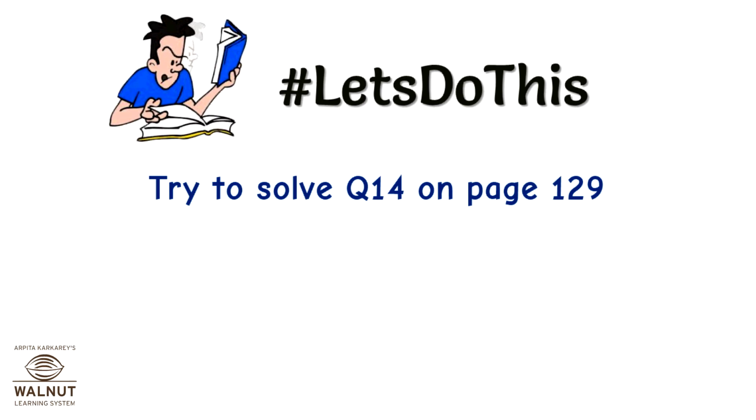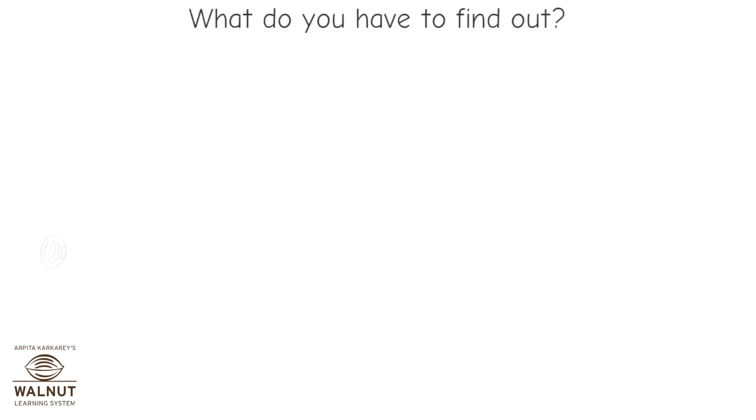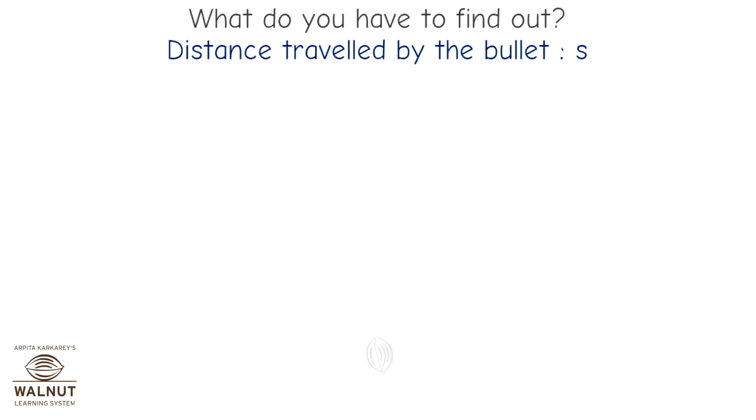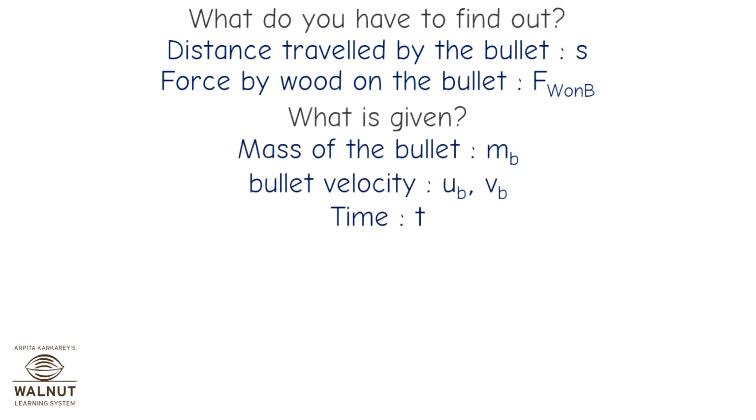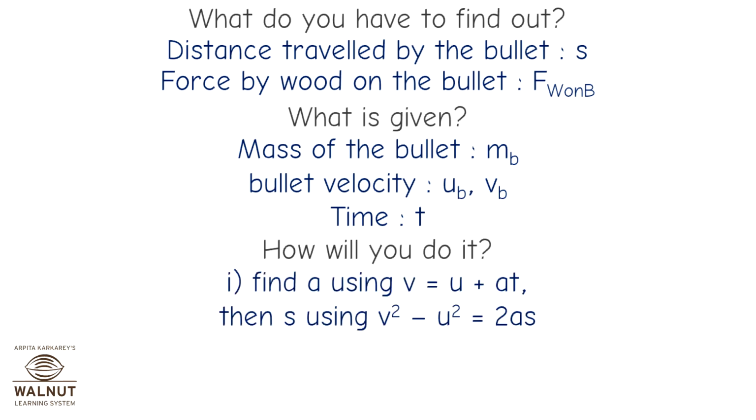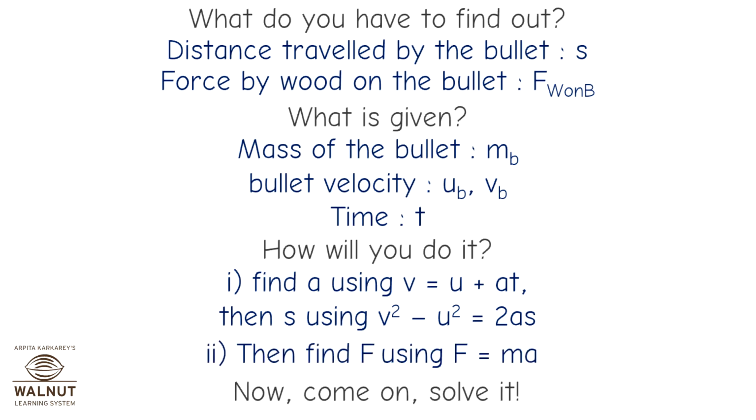Let's do this. Try to solve question 14 on page 129. What do you have to find out? Distance travelled by the bullet S. Force by wood on the bullet, that is Fw on B. What is given? Mass of bullet mb, bullet velocity ub, vb, time t. How will you do it? 1. Find A using v is equal to u plus at. Then find s using v square minus u square is equal to 2as. 2. Then find f using f is equal to ma. Now come on, solve it.